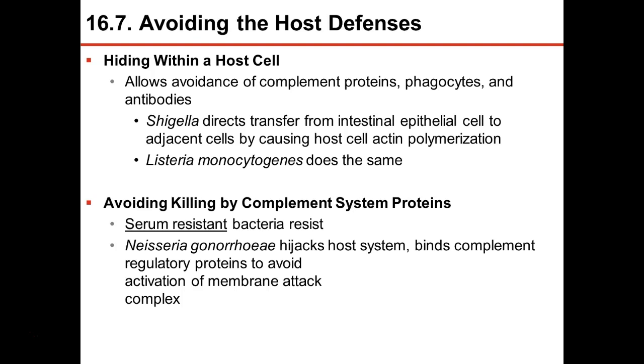Now, some other opportunities that they have is avoiding killing by the complement system proteins. Neisseria gonorrhoeae actually hijacks the host system and binds up all the complement proteins to avoid any sort of membrane attack complex. Remember, the C5 through C9 come together to form a pore in the bacteria and ultimately cause the insides to spill out through that pore. Well, here Neisseria gonorrhoeae is able to block those complement proteins and basically shut them down to the point where they're no longer able to form those pores.